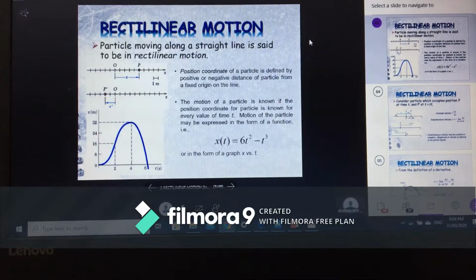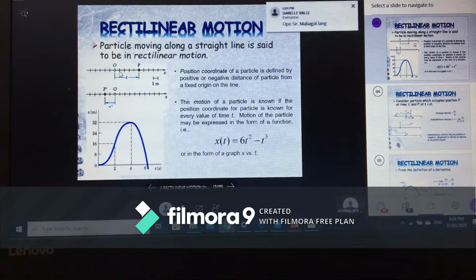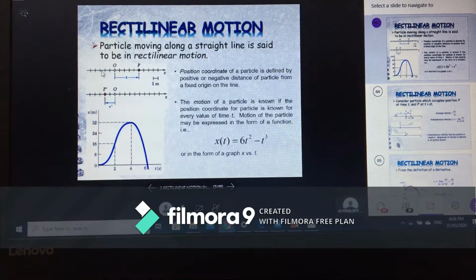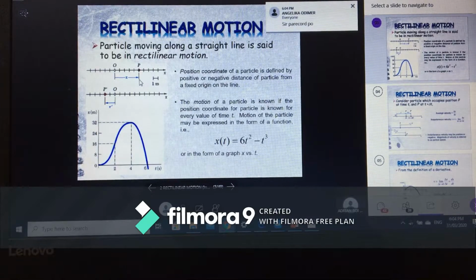Okay, so last time we talked about rectilinear motion. Now we have here the illustration. This is a horizontal line. We have here a particle. We assume that the particle is moving along this straight line, and that it is initially at this position at point O, and it moves to the right, with the distance traveled equal to x. So we assume the distance from this point.